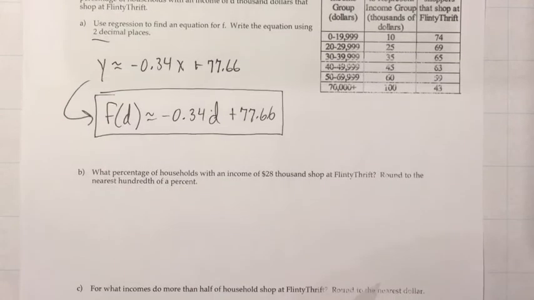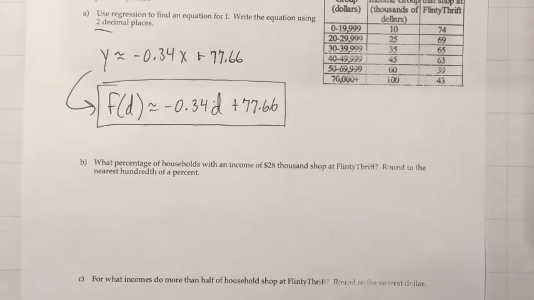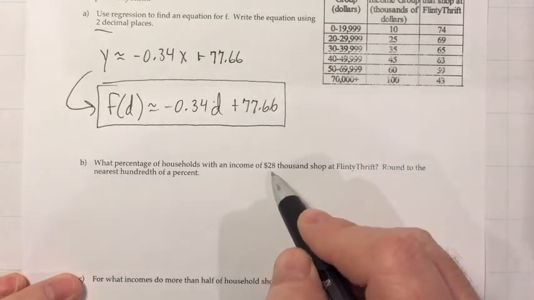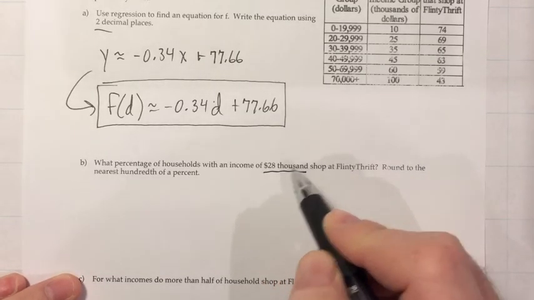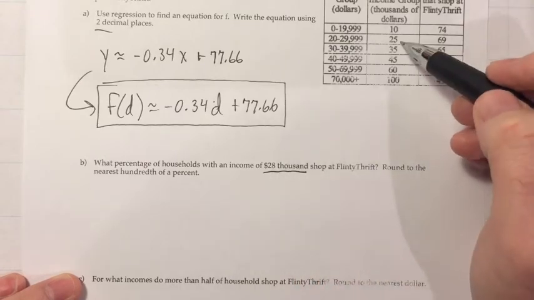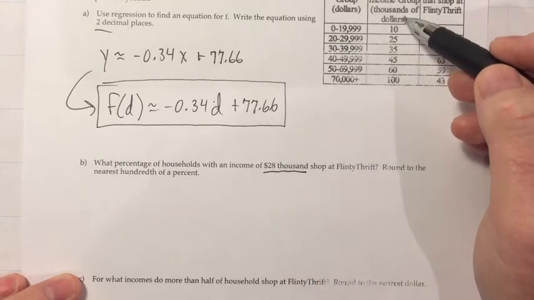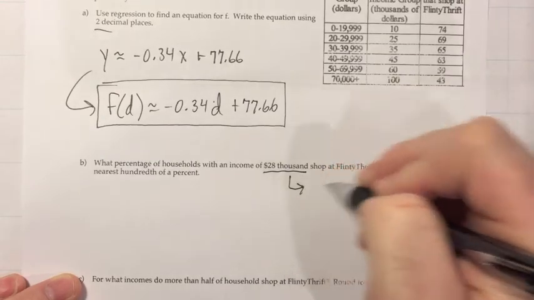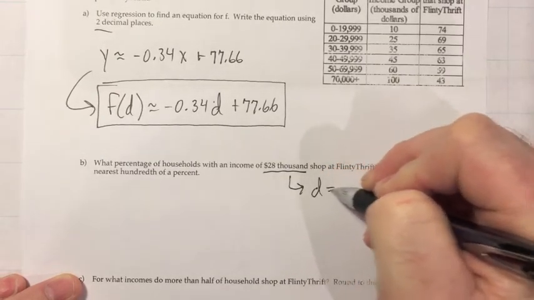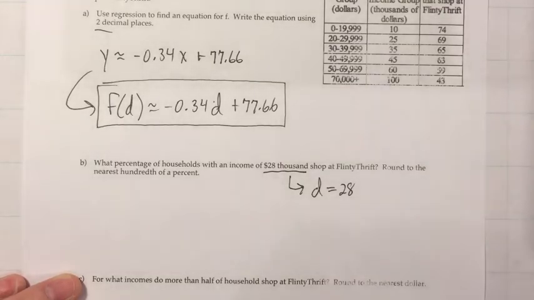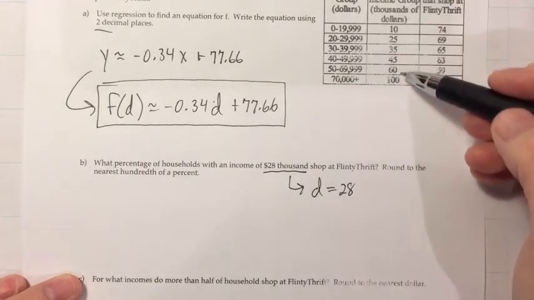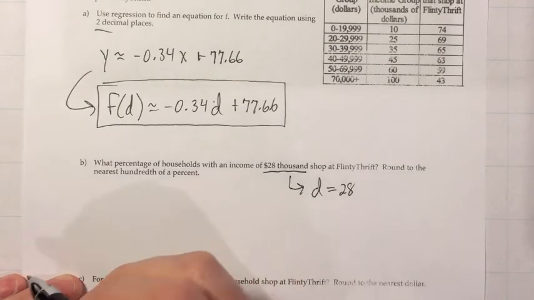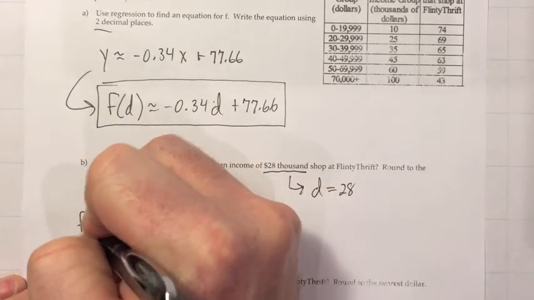So now let's move on to the next question. What percentage of households with an income of $28,000 shop at Flinty Thrift and round to the nearest 100%? All right, so we need to figure out what is the value of D here. And they're saying 28,000, but notice that this 25 was 25,000. So all we need from that is just the 28 part because this equation is already set up to be in thousands. So when we put in a D of 28, according to the way this chart was labeled, that would be 28,000 already. So we just want to compute f of 28.